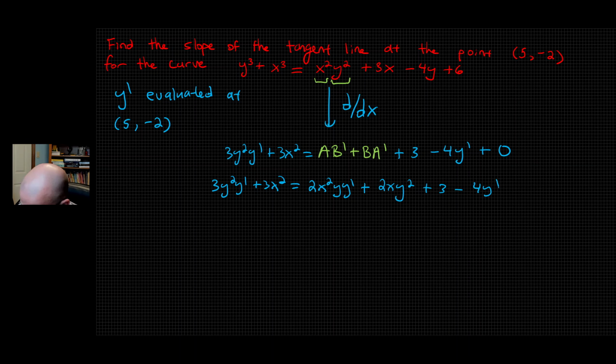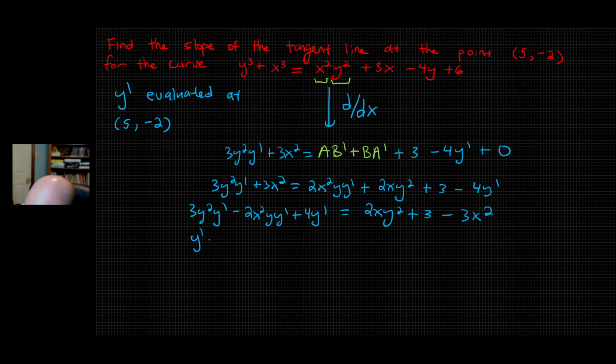Next step, we need to reorder these terms so that all the y prime pieces are on the left, the pieces without y prime are on the right. So 3y squared y prime stays where it is. I have to subtract 2x squared y prime from the right to bring it over to the left, and I have to add 4y prime to bring it over to the left-hand side, equals the 2x y squared stays, the 3 stays, and the 3x squared has to be brought over. So I'll subtract it from both sides. Now I'm going to common factor y prime from the left-hand side.